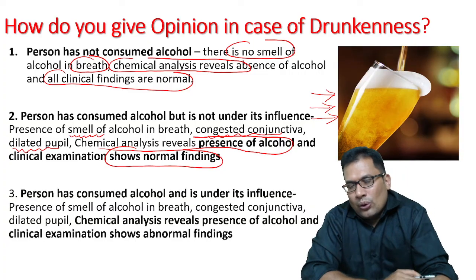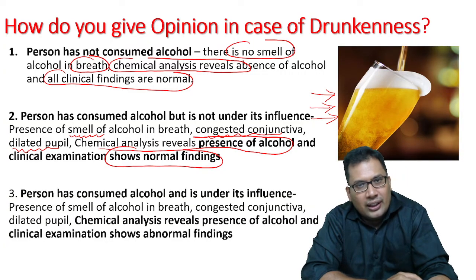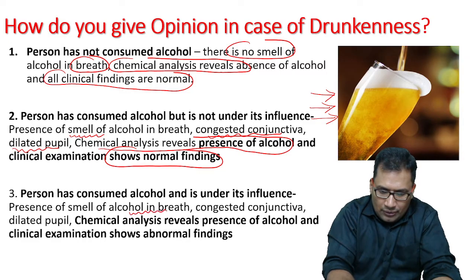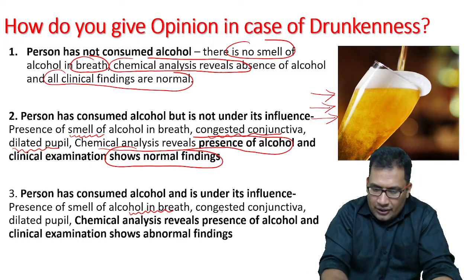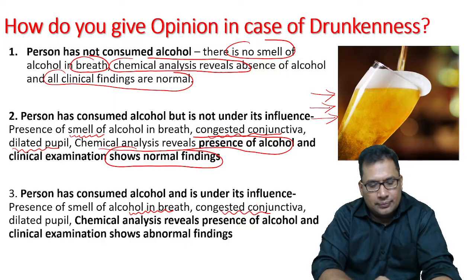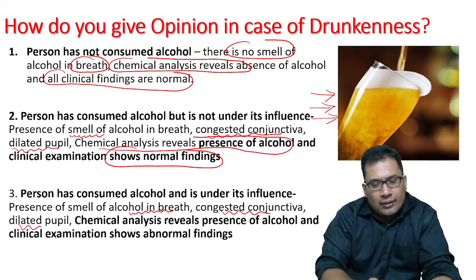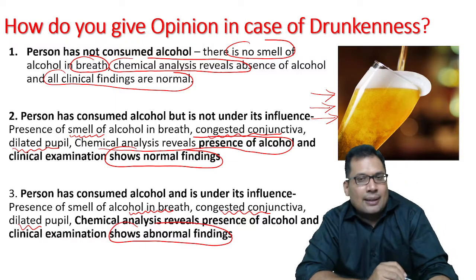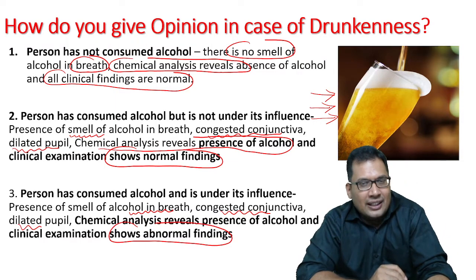Option three: person has consumed alcohol and is under its influence. When there is a smell of alcohol in the breath, congested conjunctiva, dilated pupil, then abnormal findings on clinical exam show that he is under influence.